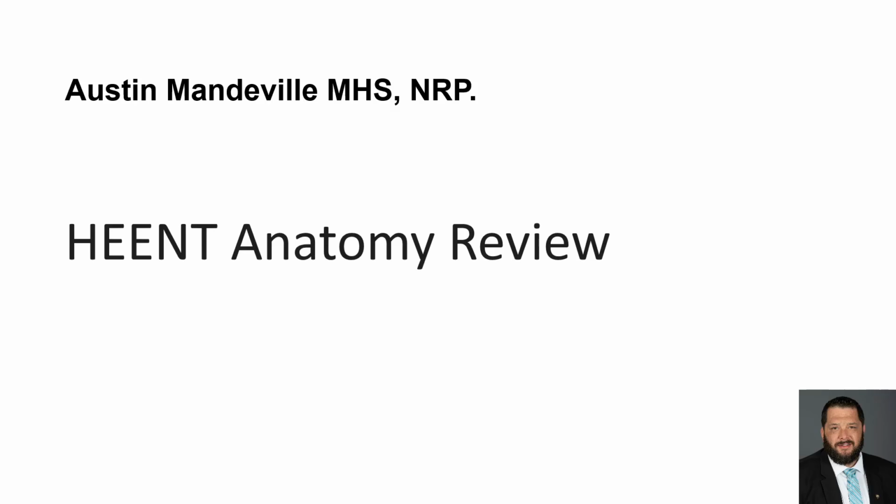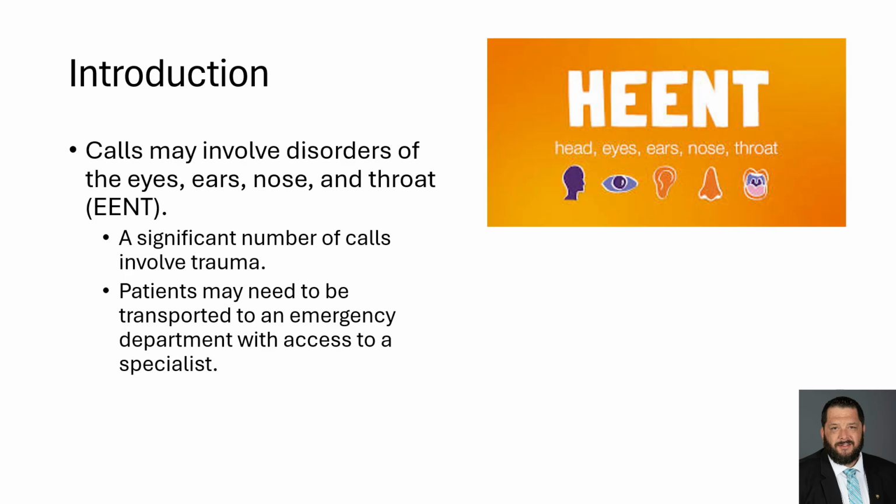Welcome back, everyone. For this lecture series, we're going to take a look at the head, eyes, ears, nose, and throat. We're going to start looking at this module with a brief anatomy overview. HEENT is a common abbreviation that we use to describe the grouping of diseases that affect the head, the eyes, the ears, the nose, and the throat.